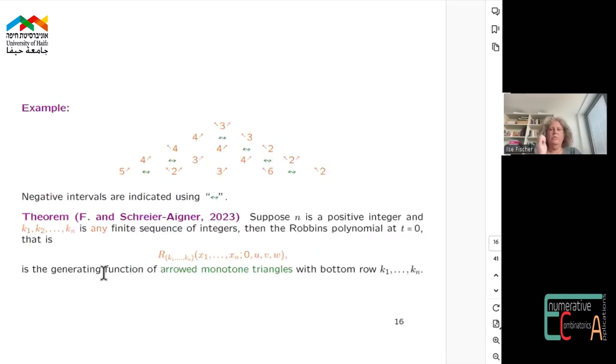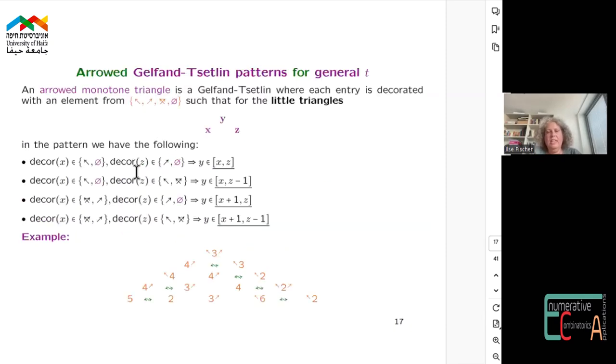And with this now, you can get a combinatorial model for the Robbins polynomial also if the sequence was not strictly increasing. And here actually is an example. One has to check these examples quite carefully because of this signed interval. And whenever I have this curly double arrow, it means that the corresponding interval has negative sign. And with that, it's quite easy to look at the general case.